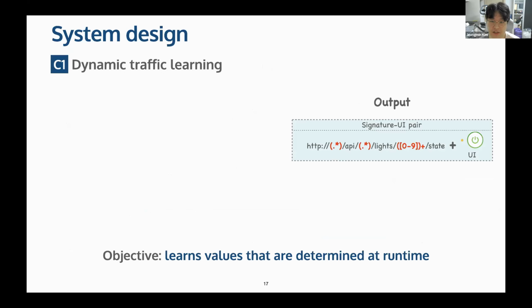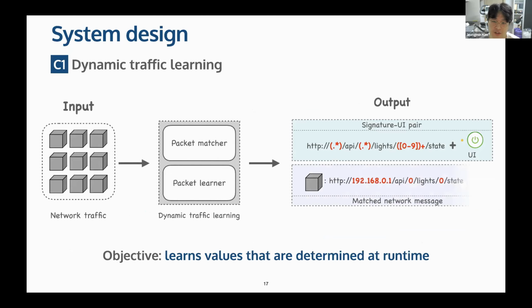Statically extracted message signatures do not provide runtime values, such as URIs, query strings, and headers. However, Lumos should be able to construct a network request for monitoring and controlling IoT devices. To address this, Lumos integrates a runtime packet learning module. This module takes network messages and outputs learning instances that consist of a UI and signature pair with values that are determined at runtime.